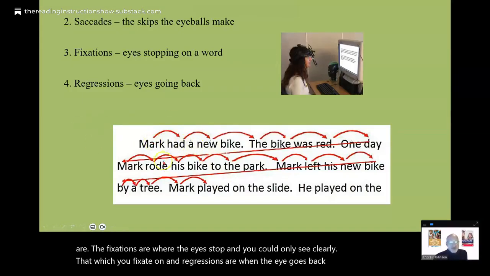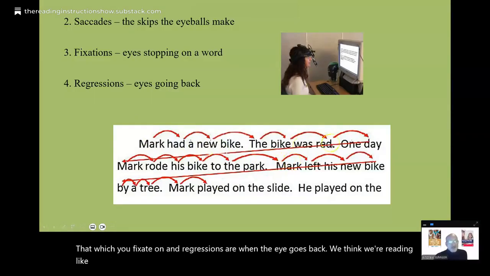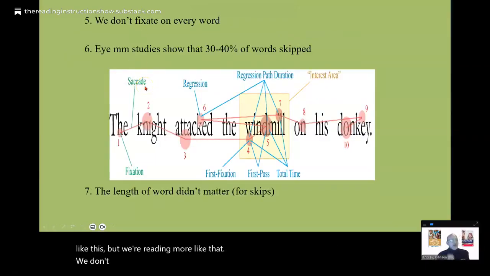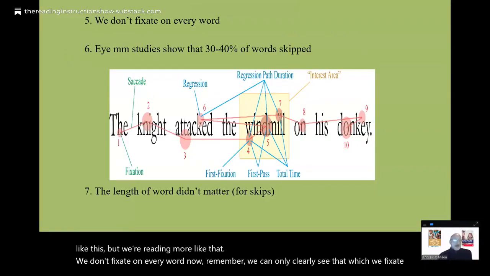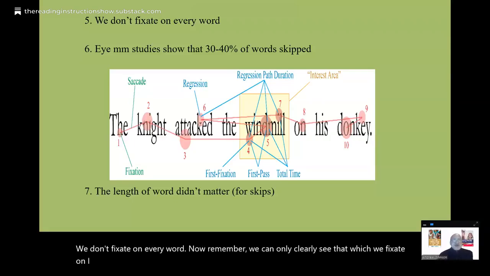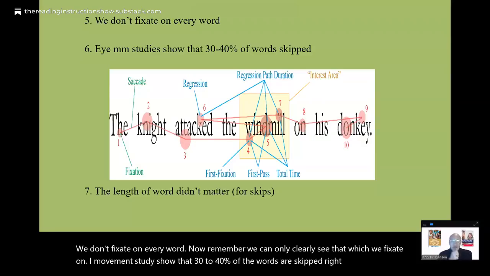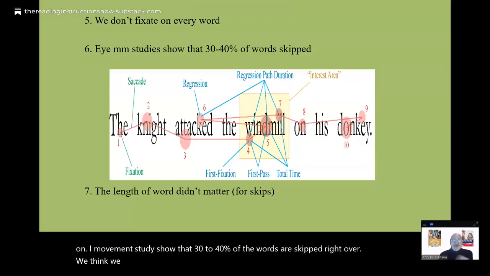We think we're reading like this, but we're reading more like that. We don't fixate on every word. Now remember, we can only clearly see that which we fixate on. Eye movement studies show that 30 to 40% of the words are skipped right over. We think we see them, we think we fixate, because our brain is filling in the blanks.